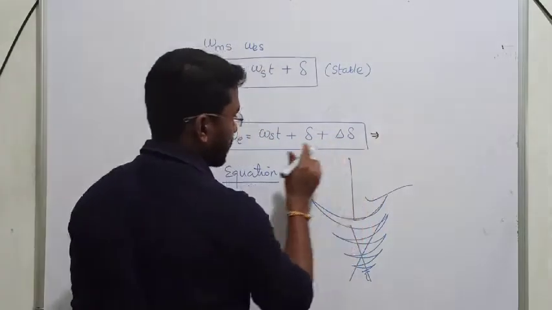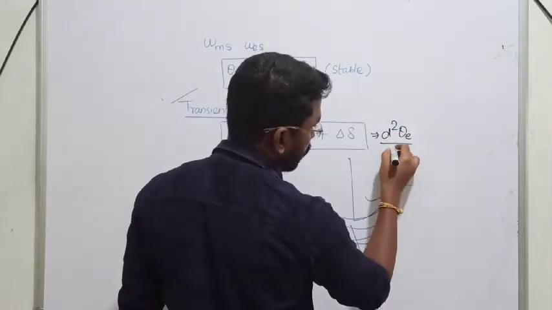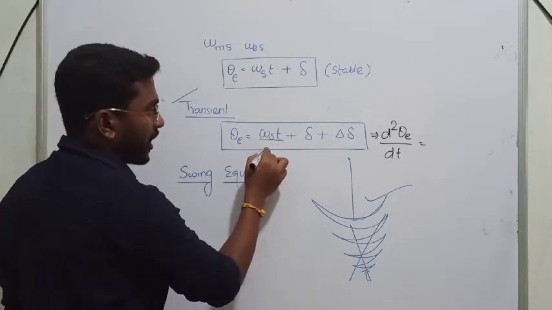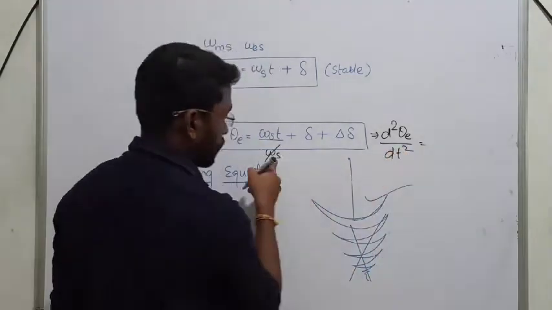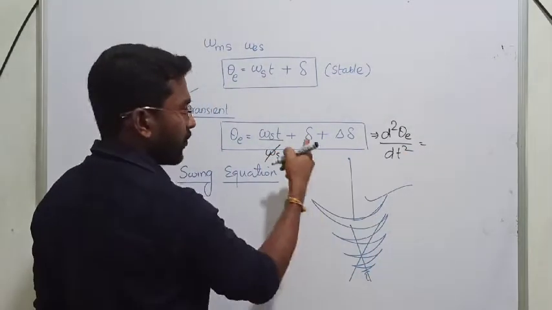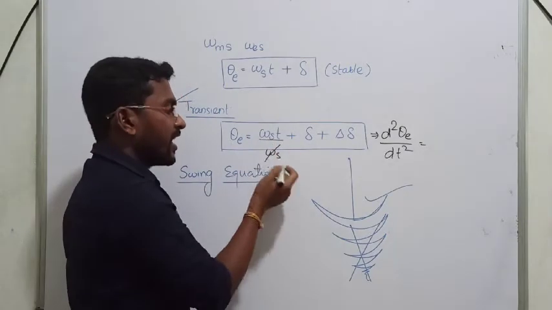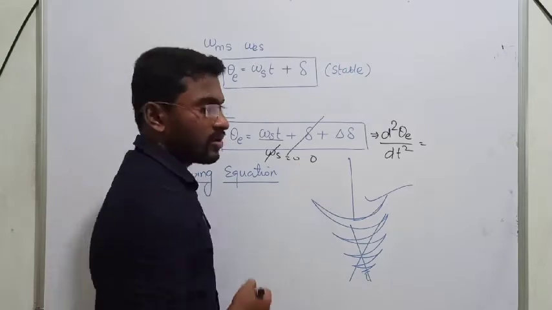Just differentiate this equation twice. If I differentiate this equation twice with respect to t, what will happen? The first time I differentiate, this omega s t will become omega s. The second time I differentiate, it will become 0. One differentiation gives omega s, the second gives 0. Anyway, delta is constant, so that is also going to be 0.